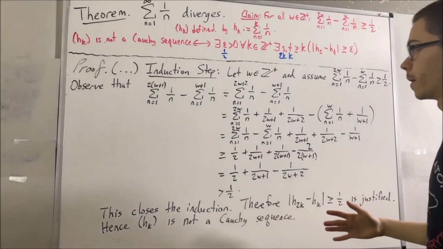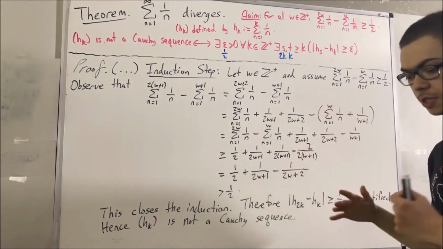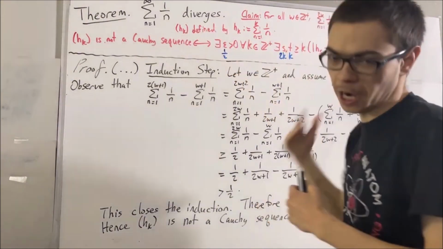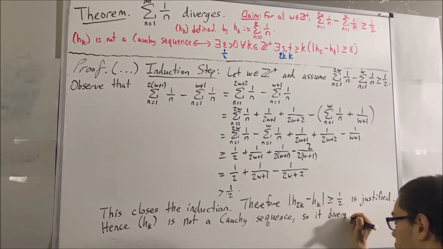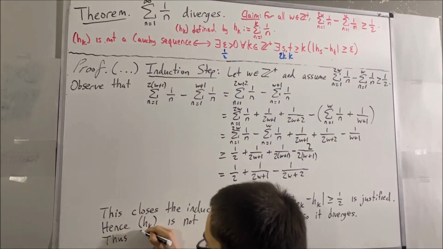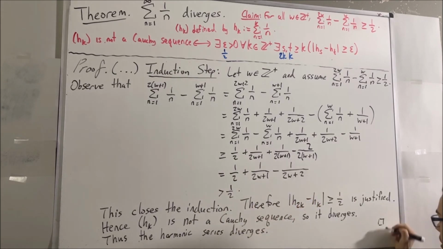But remember, if you're not a Cauchy sequence, then you're not convergent. In other words, you're divergent. So the sequence of partial sums diverges. Therefore, the harmonic series diverges. And so this completes the proof.